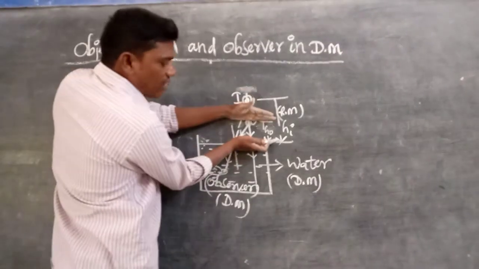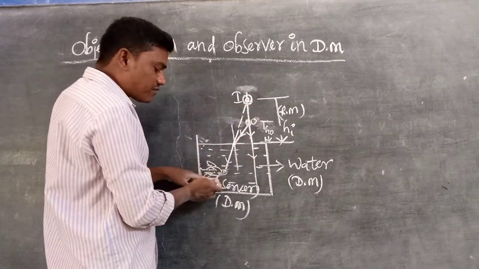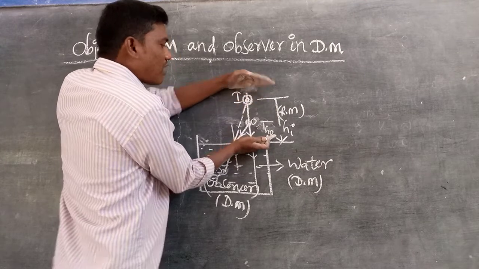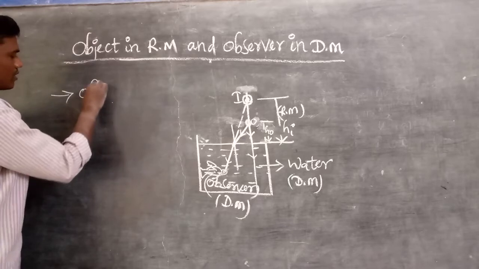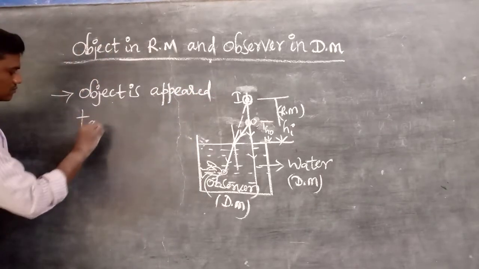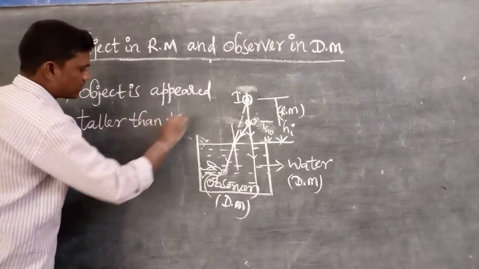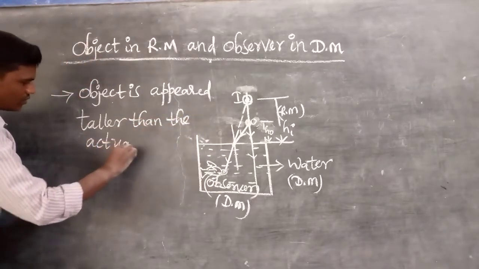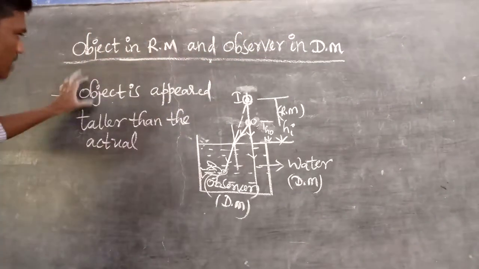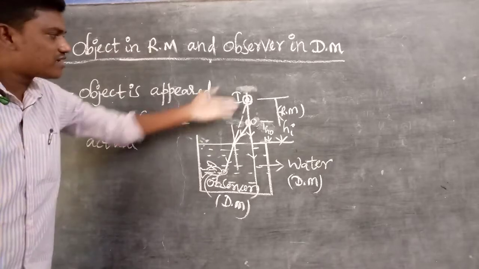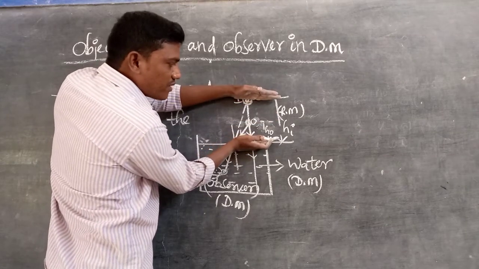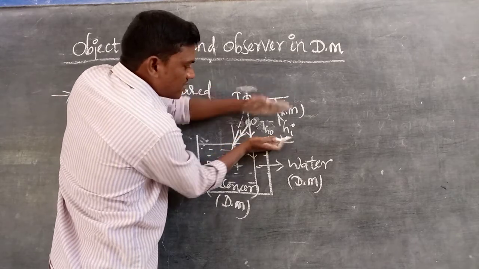Listen very carefully. This is the actual height of the object, but when an observer in the denser medium observes the position of the object in the rarer medium, it does not appear here, it appears taller than the actual. So with the object in the rarer medium and the observer in the denser medium, the object always appears taller than the actual. What is the reason? Due to refraction. This is the height of the object from the refracting surface, and this is the position of the image formed due to refraction. That's why the height of the image is greater than the height of the object.